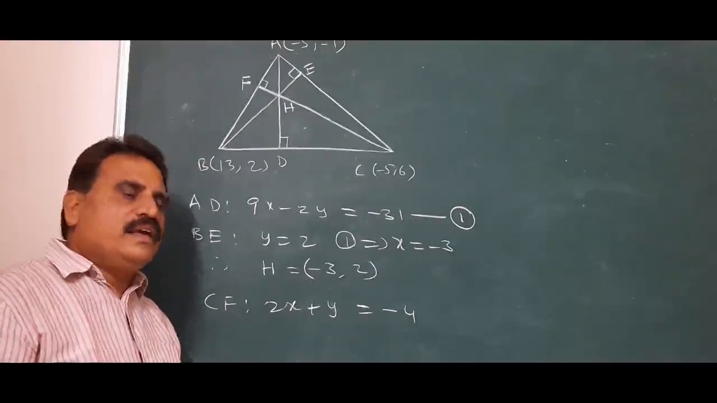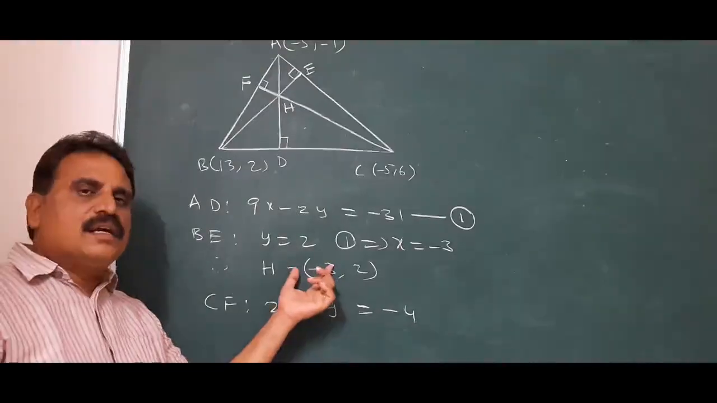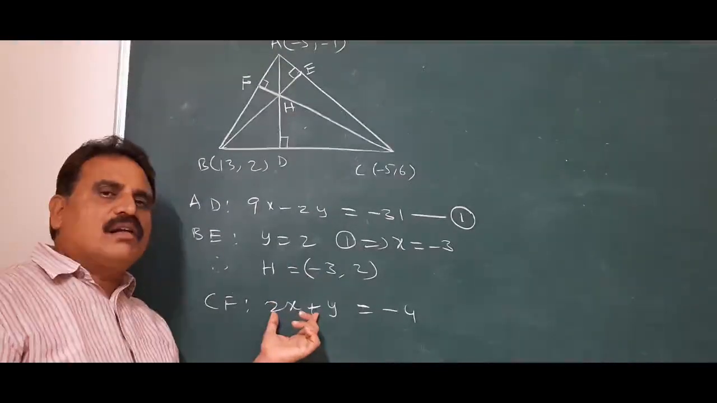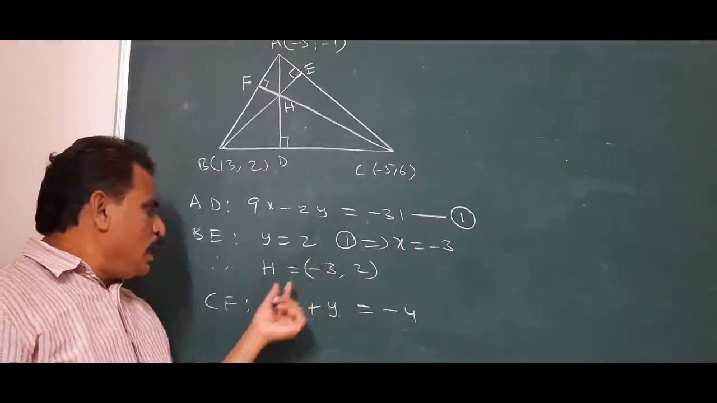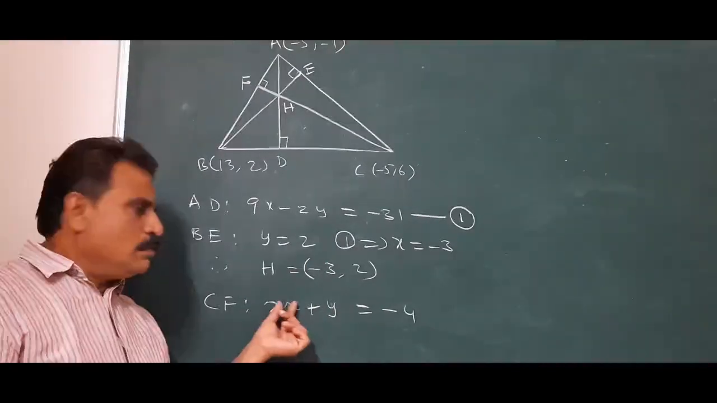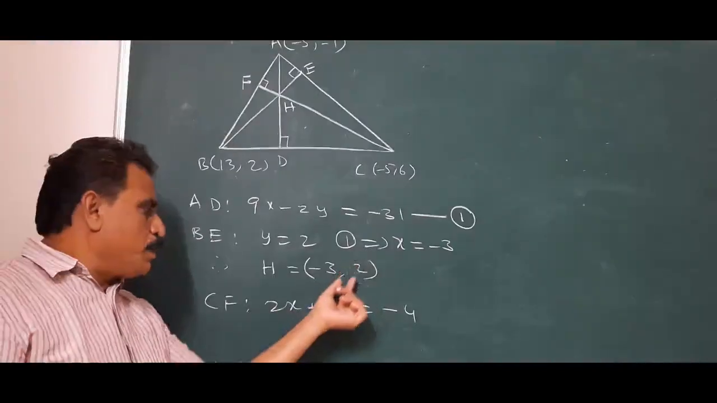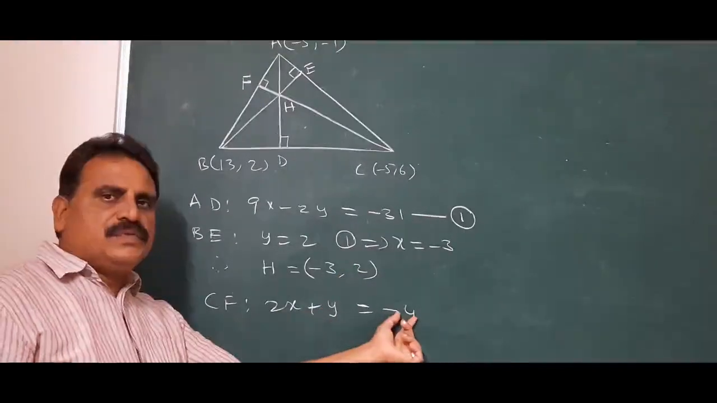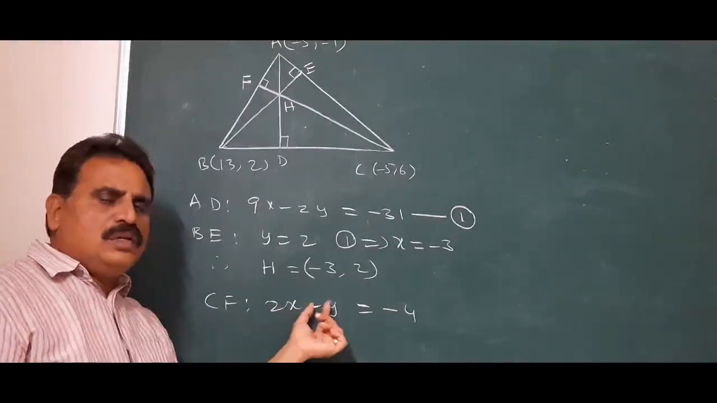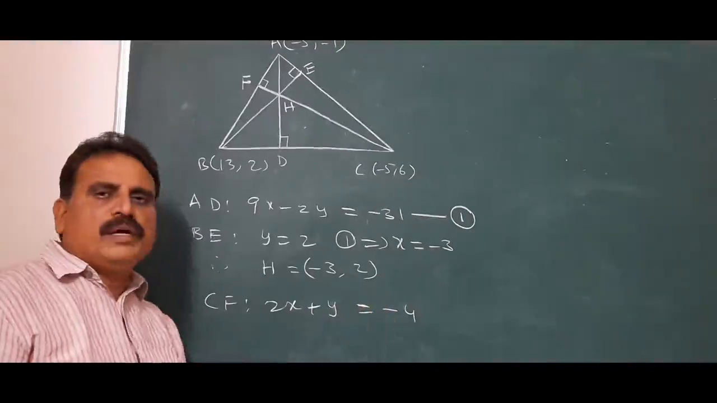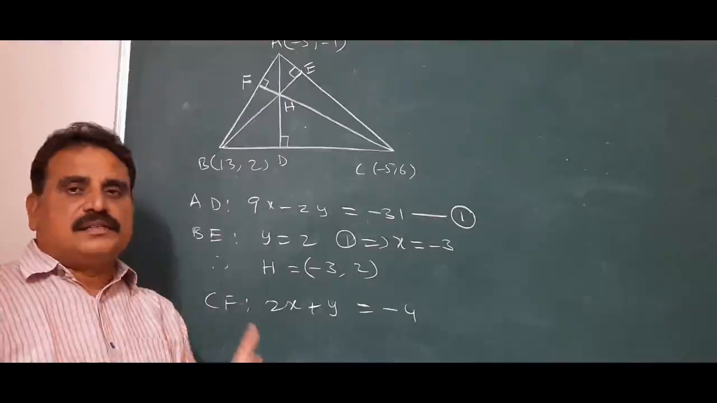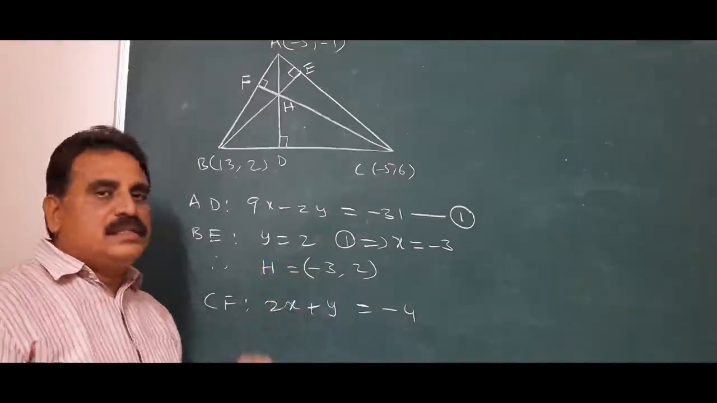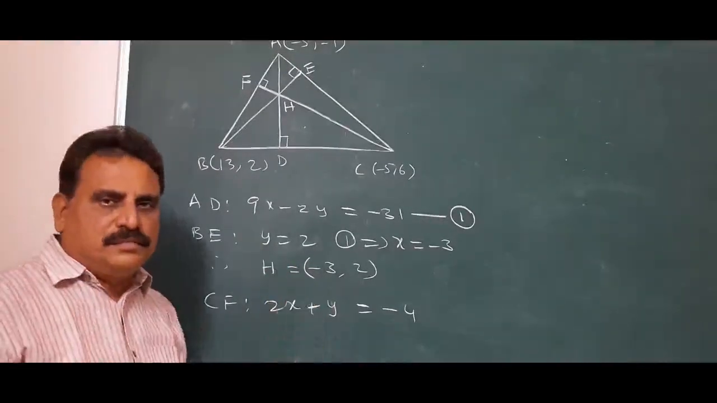Now verify whether H, the orthocenter, satisfies this line or not. You check that. Substituting x equals minus 3 and y equals 2: minus 6 plus 2 equals minus 4, equal to minus 4. So our orthocenter is correct. H minus 3, 2 is the right answer.